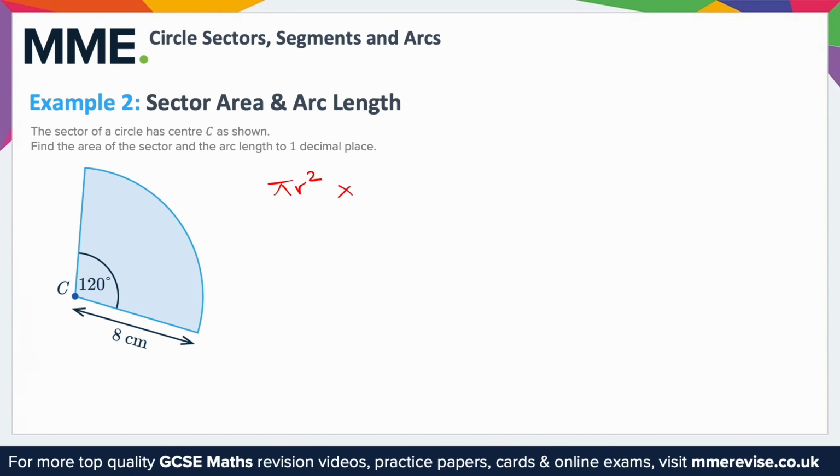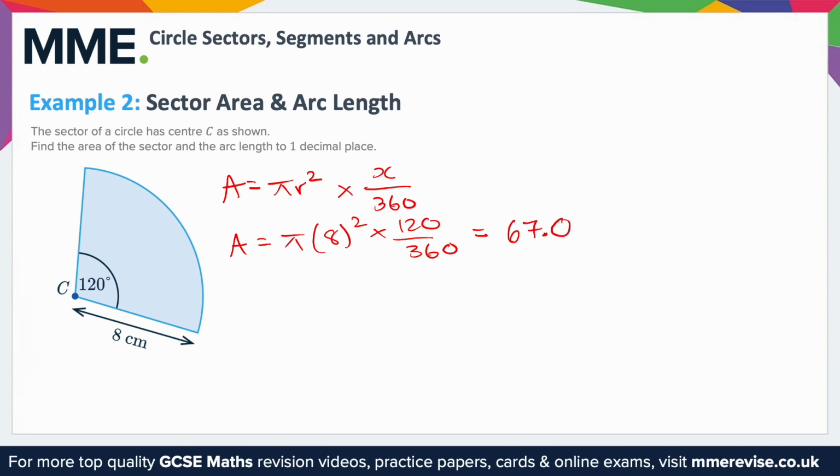And then as a fraction, we would do the angle. We can call it x over 360. So substituting in the values that we know. So pi r squared, r is 8, times by 120 over 360. Sticking this in your calculator, you'll get to one decimal place 67.0. And remember, this is an area and the radius was measured in centimetres, so centimetres squared.